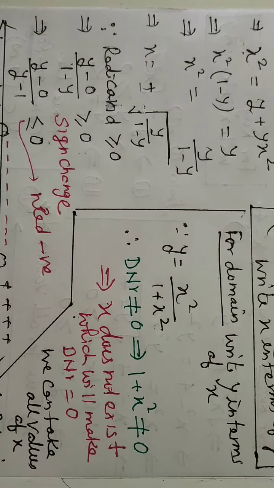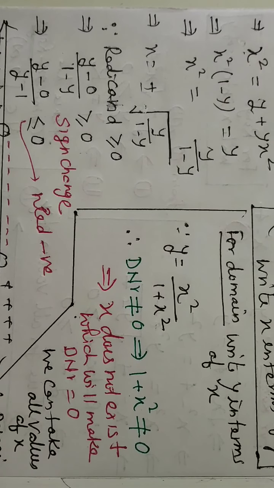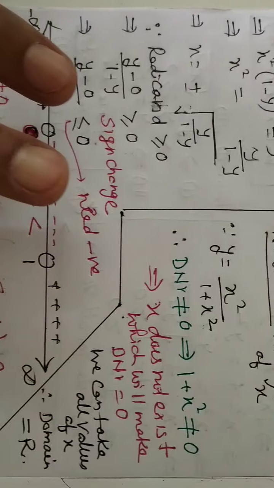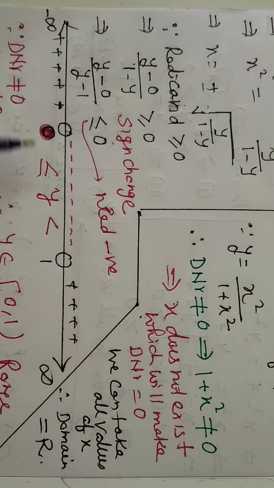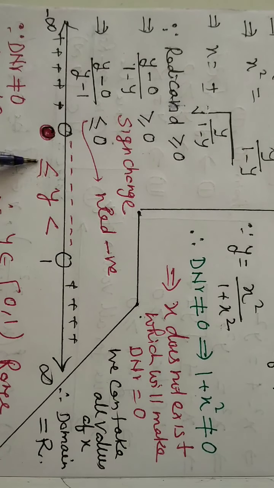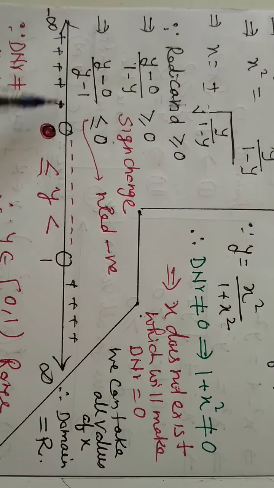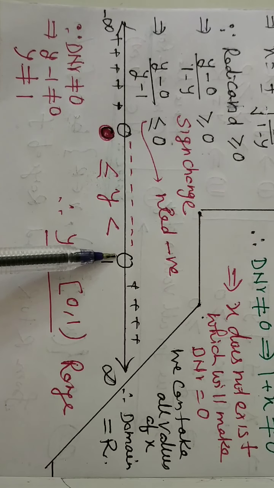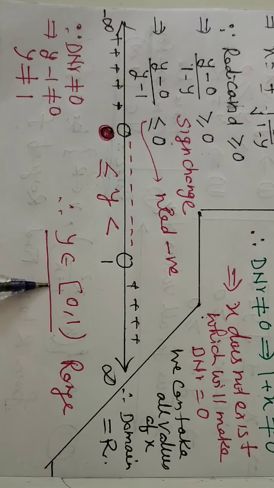Now display the numbers on the number line, the two critical points 0 and 1. Follow the sign scheme, plus, then minus, then plus. You have to select the region less than or equal to 0, meaning this to this, and since the denominator is not 0, y is never 1, y is not darkened. So this is your range.